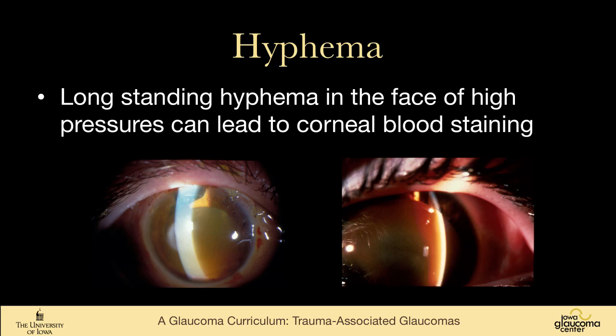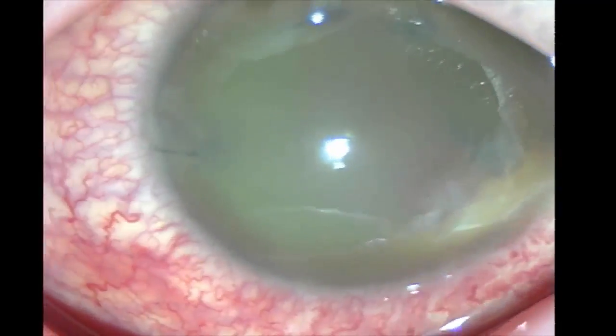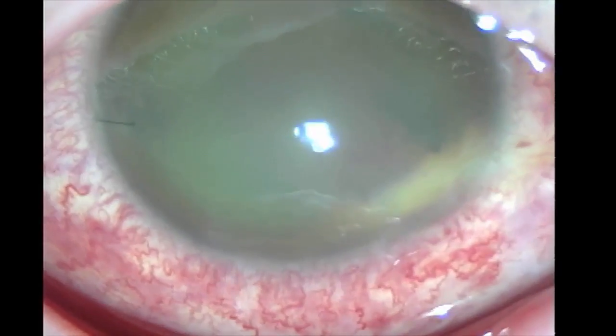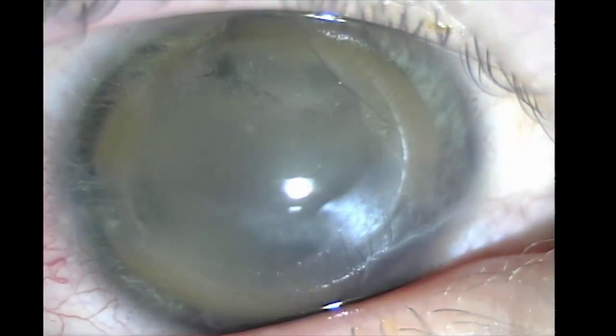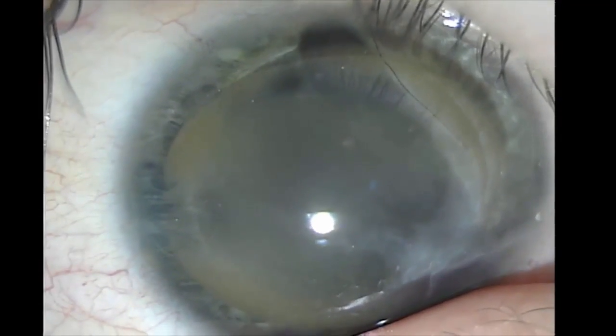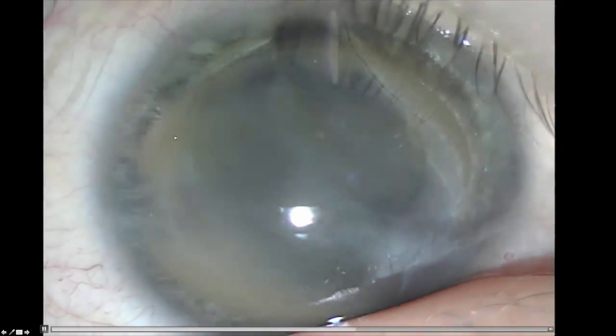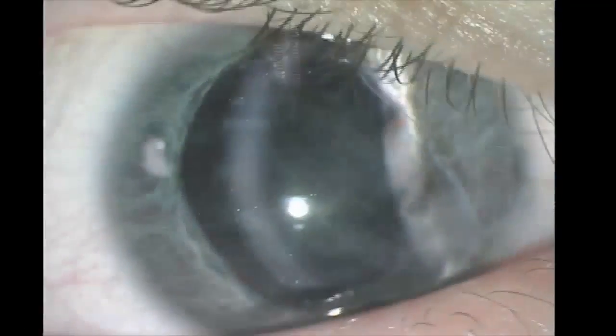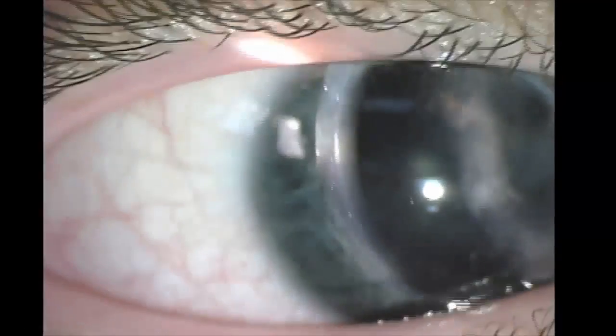The exception would be in children who have relatively permeable corneas, and so they can get corneal blood staining without a markedly elevated pressure. This is just a video of a boy who has blood staining, and this is over 14 months, just to show how long it can take for blood staining to go away. You can see it clears from the periphery in a pretty crisp margin. This is at about a year. And then finally at 14 months, the blood is gone.